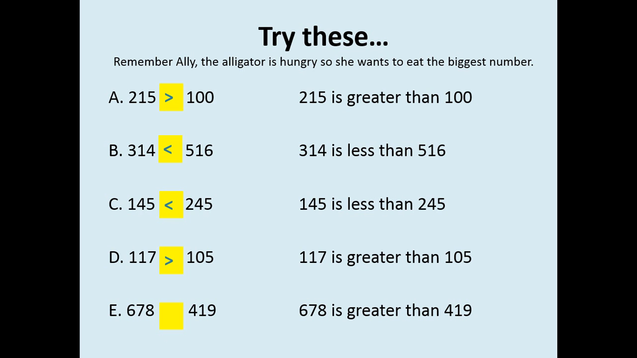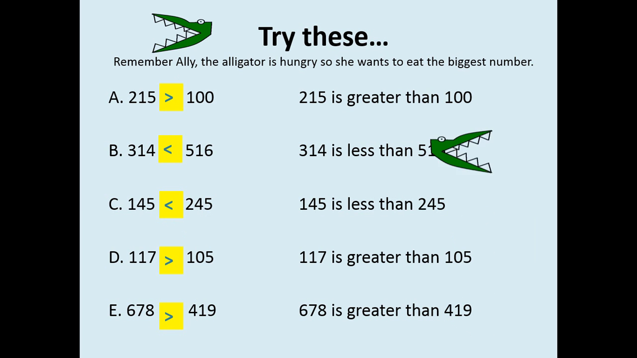Take a look at our last example, 678 compared to 419. Look at the hundreds place value. Oh, we can see how 678 is greater than 419. Ally the alligator will have to eat the number 678. Good job, second grade.